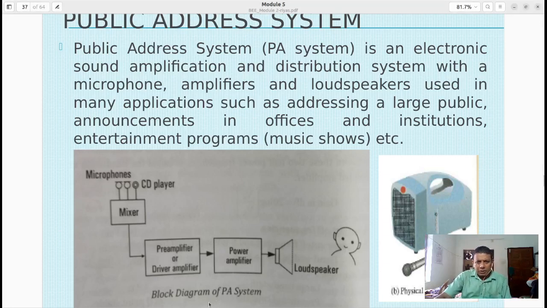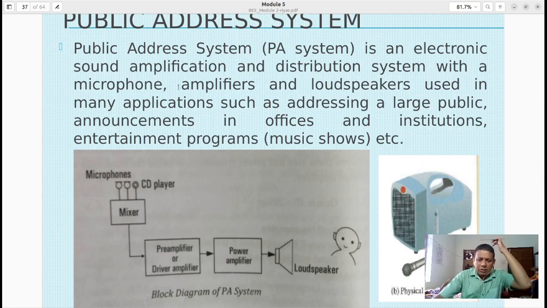In the last class, we discussed the regulators, voltage regulators. Today, we are discussing the public address system. The public address system is an electronic sound amplification and distribution system with a microphone.